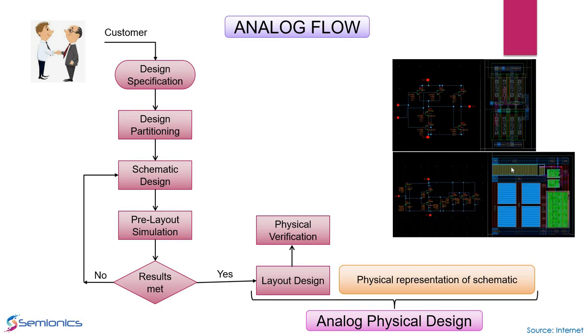What happens in physical verification is we check for two main things. Let's take the example of DRC. That's called a design rule check. So what is design rule check?